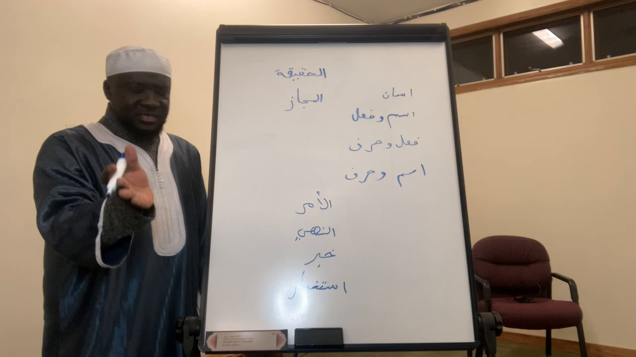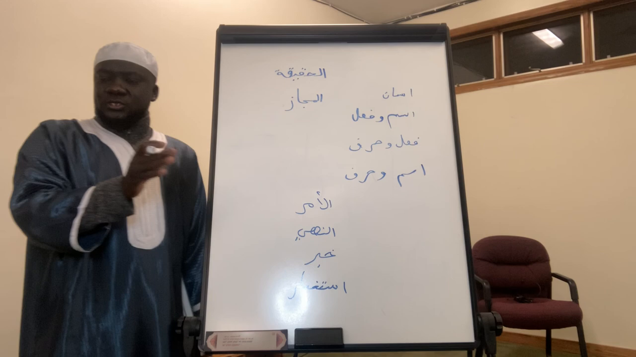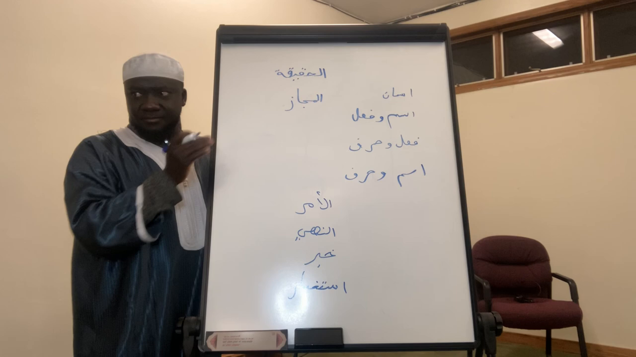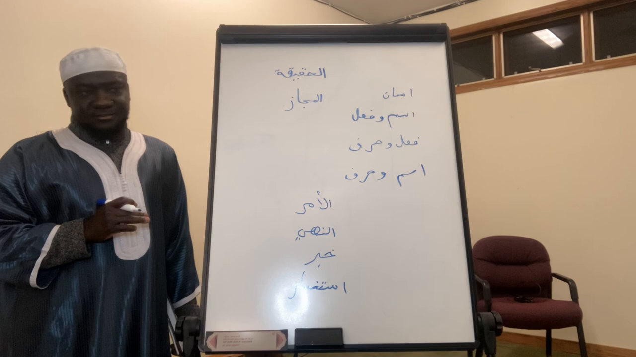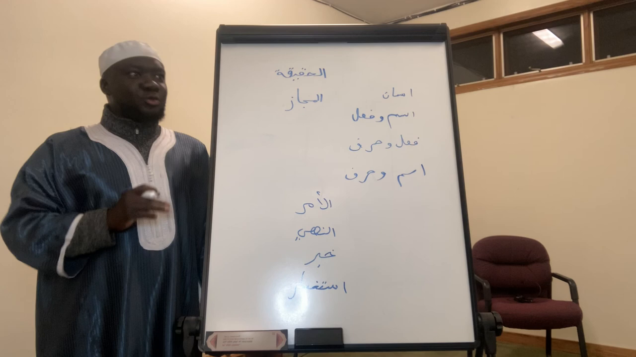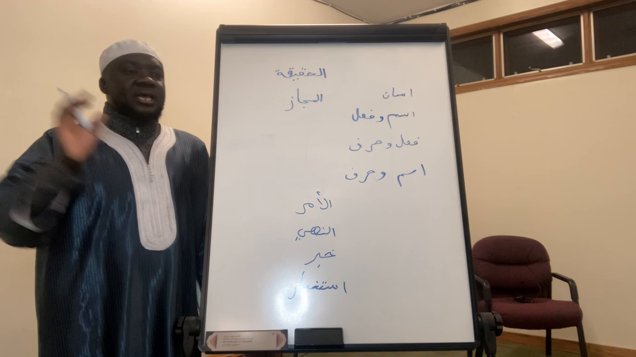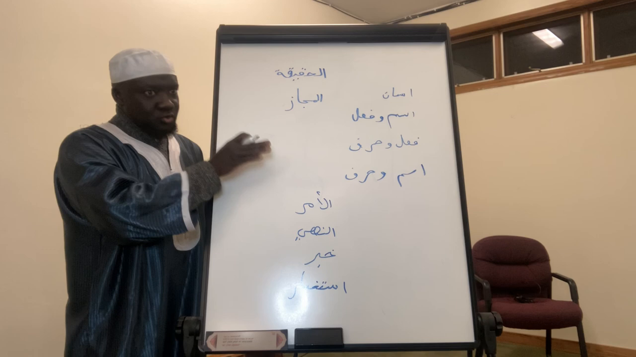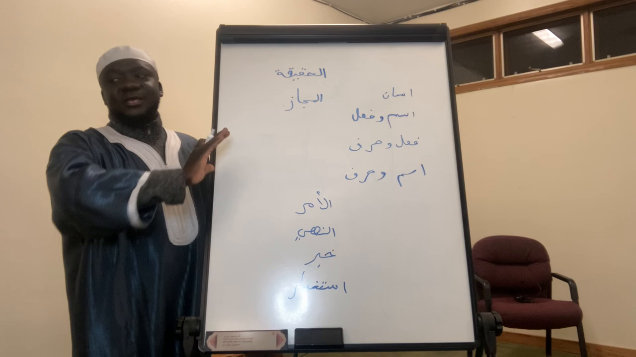This is majaz bi ziyada. So Allah subhanahu wa ta'ala said, laysa kamithlihi shay. Allah is saying there is nothing like Him. That ka is a ziyada. You don't need the ka. Laysa mithluhu shay, because there's nothing like Allah to be compared to. You understand? There's nothing like Him to be compared to. So that's majaz.